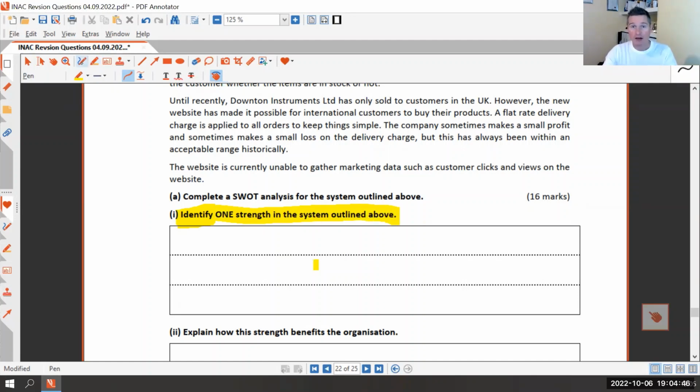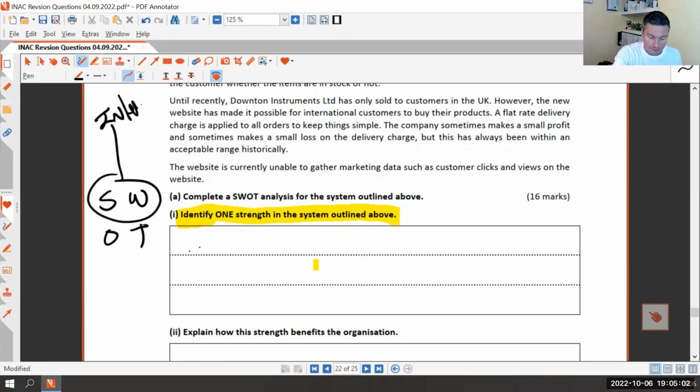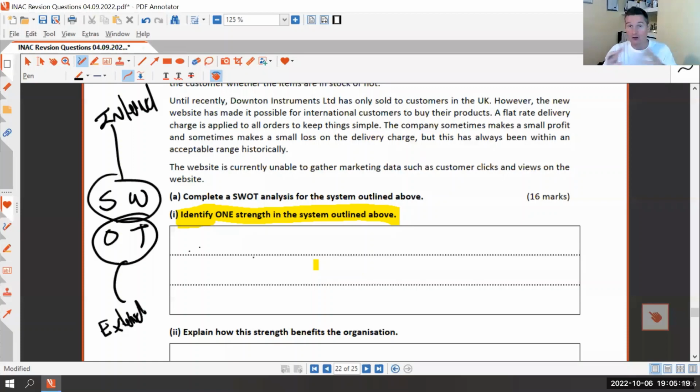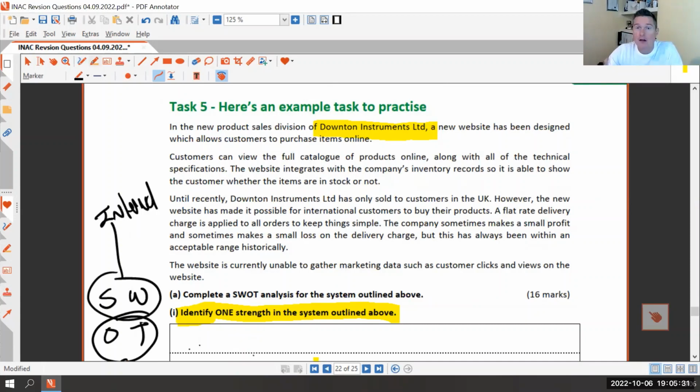Before we go any further, I want to clarify what we're looking for in a SWOT analysis. You don't have to have it in a 2x2 matrix, but S and W, strengths and weaknesses, should be something internal, something within the business. Whereas the opportunities and threats should be external to the business. So we're looking to identify one strength within the system outlined above. And these are written, so if you come up with a different strength, and here it's quite a short scenario, but you might get quite a few you can pick up, as long as it's sensible and internal, they're going to give you the mark.